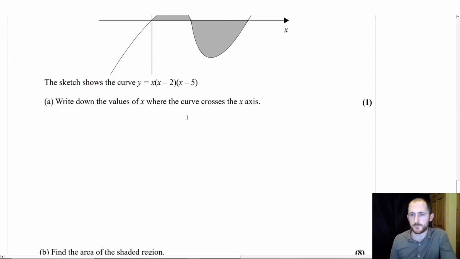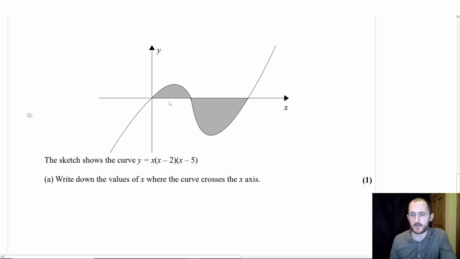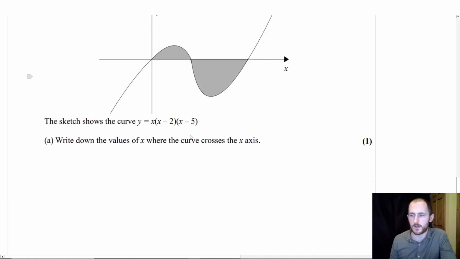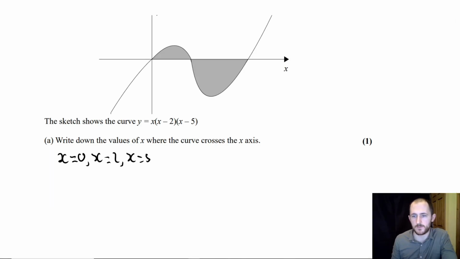But let's go with this as our question here. So first of all, it just says write down the values of x where the curve crosses the x-axis. Well, that's when y equals 0, so that's going to be at x equals 0, x equals 2, x equals 5. So I can write 0, 2, and 5 here. Okay.